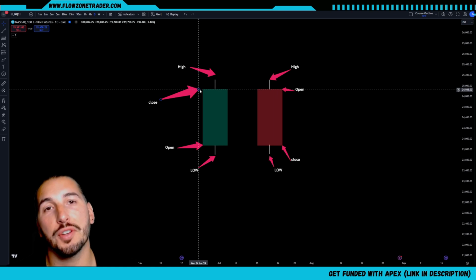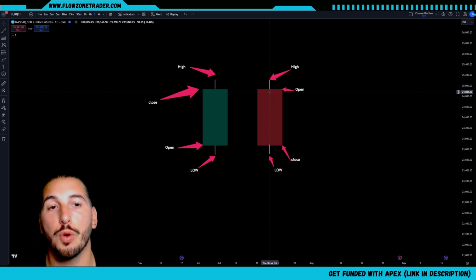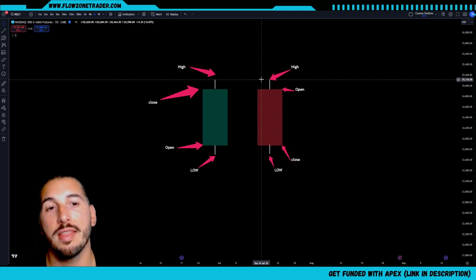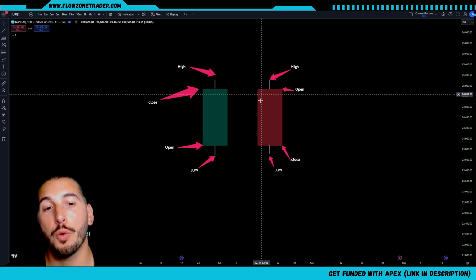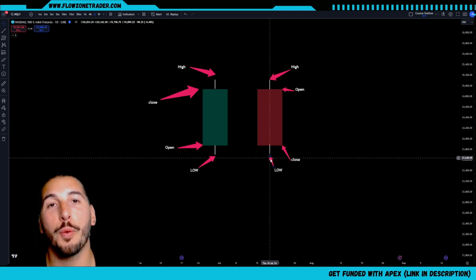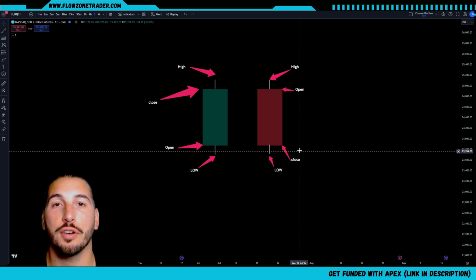And the opposite is always true of a bearish candle. We will always open at the high. This is our high, all right? We put in a low at the lower wick and we close at the lower end of the body, all right?